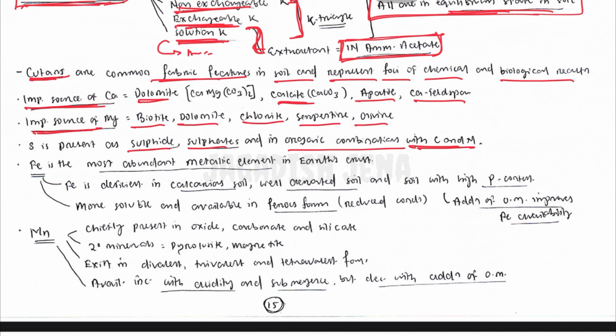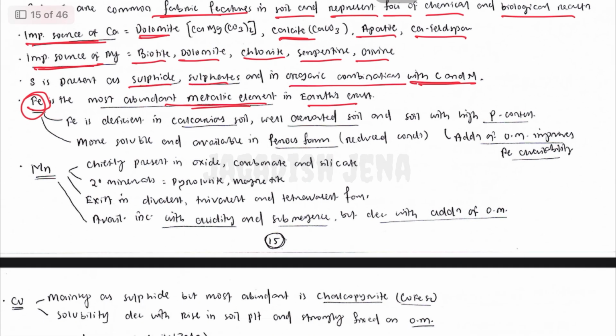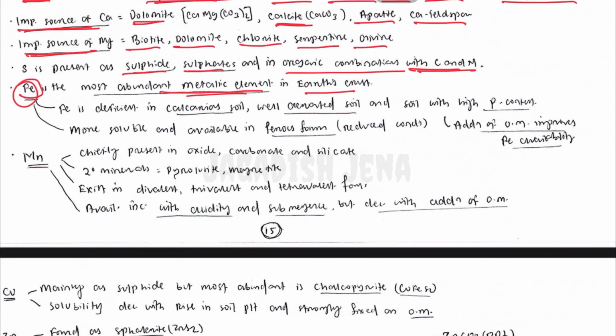So mostly nitrogen as well as sulfur are present in organic form. Next, some micronutrients like iron. Iron is the most abundant metallic element in the earth's crust. Before that, oxygen and silicon are the major elements present in the earth's crust. Iron is deficient in calcareous soil. Remember, iron is deficient in calcareous soil.